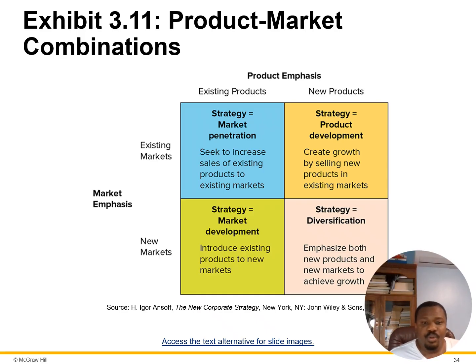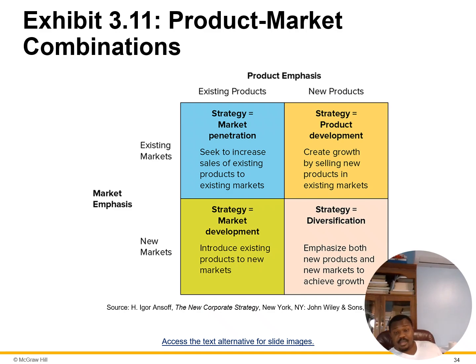If there's an existing market and there's an existing product, the strategy is market penetration. So you see, there's an existing product, there's an existing market. So we seek to increase sales of the existing product to the existing market. So there's market penetration. That is how it goes. That's a product market combination: existing product, existing market.